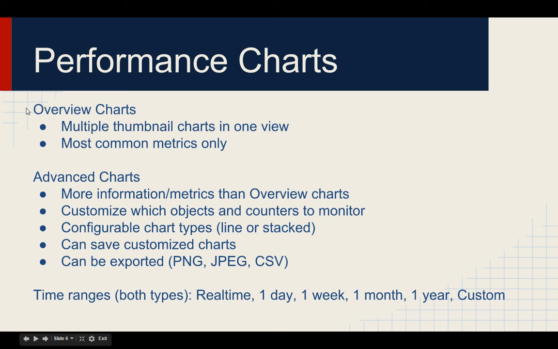Overview charts are summary charts where VMware has picked out what they think are the most important metrics to show you, and will show you multiple thumbnail charts all in one page inside the web client. Advanced charts are where you can dive deeper into all of the available objects and counters that you can monitor. There's definitely a lot more information available than in the overview charts.